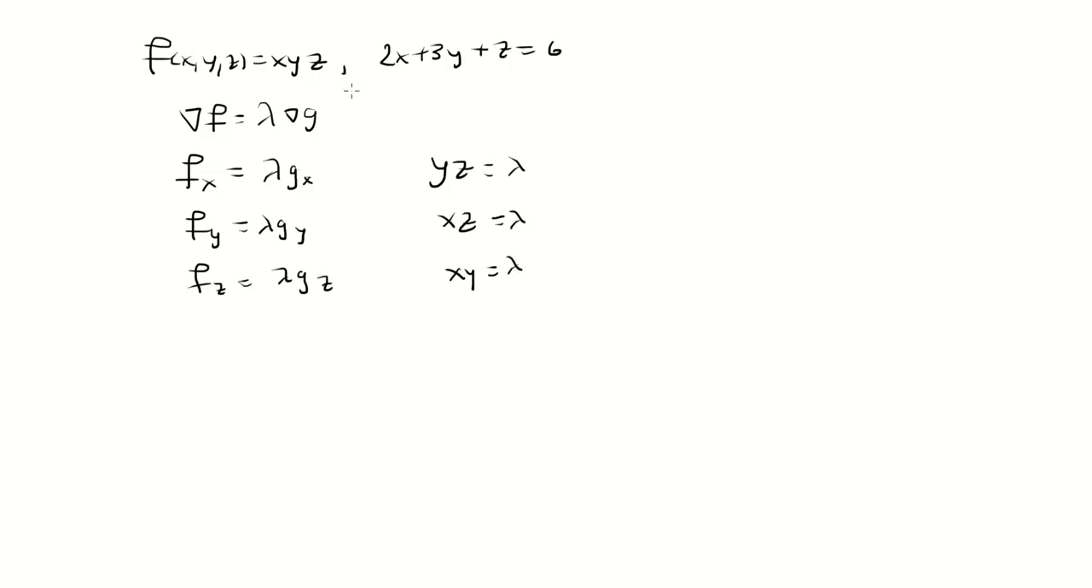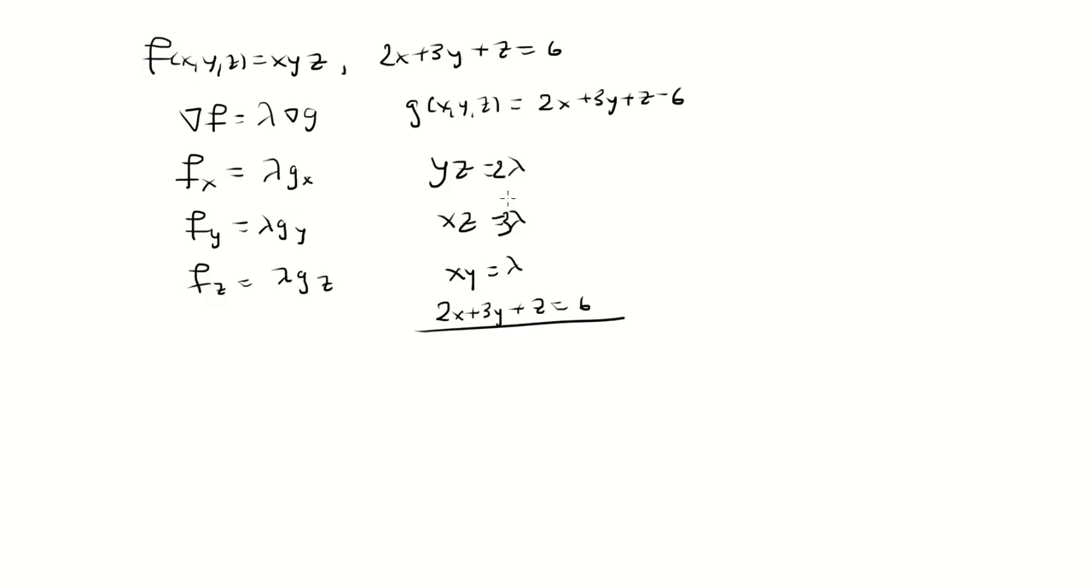And then for this one, you can define g of x, y, z to be the same thing, except we'll just bring the 6 over. And then the derivative with respect to x is 2, with respect to y is 3, with respect to z is 1. So we have these three equations, and then the constraint is 2x plus 3y plus z is equal to 6.